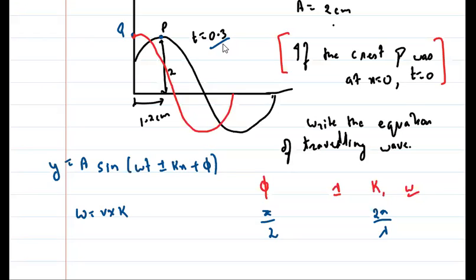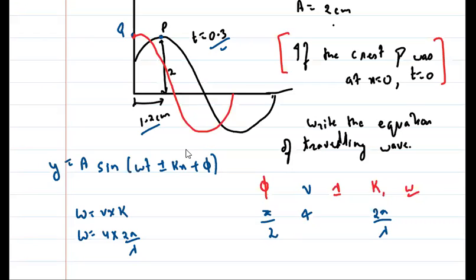Right? Distance is given as 1.2, time is given as 0.3. From these the velocity can be found. Yes or no? So what is the velocity? What is V? V is equal to distance, which is 1.2, divided by time, which is 0.3. So this is basically 4 centimeter per second. It's centimeter, right? So omega is V into K, which is 4 into 2 pi by lambda. Now, can you find the equation? Tell me, everyone, yes or no?